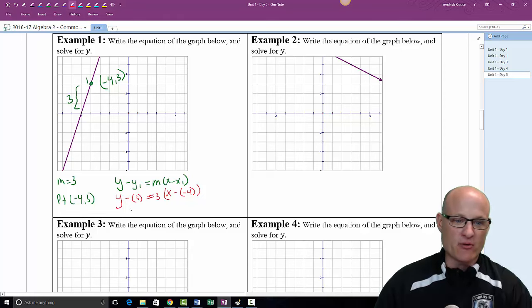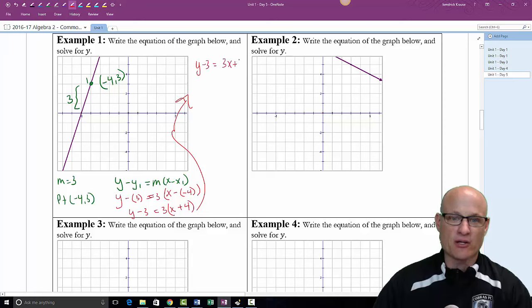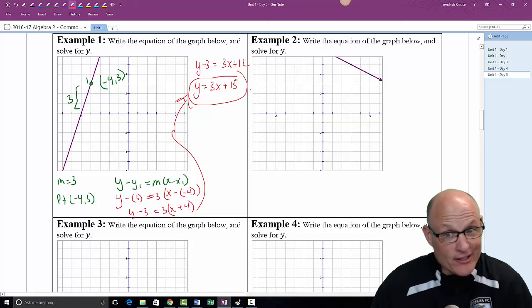So what we got here, now that we clean things up, is y minus 3 is equal to 3 times x plus 4. Distribute the 3. So I get y minus 3 is equal to 3x plus 12. I'll add the 3 over, and I get y equals 3x plus 15. So now I can tell what the y-intercept is. The y-intercept is 15. I was close. I said 18. I had no idea.